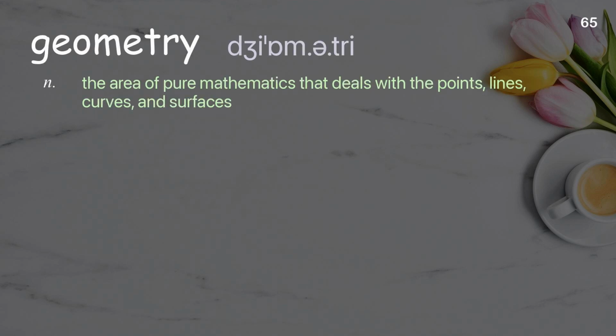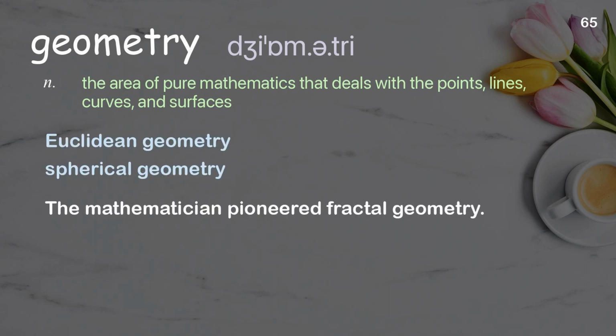Geometry: The area of pure mathematics that deals with the points, lines, curves, and surfaces. Examples: Euclidean geometry. Spherical geometry. The mathematician pioneered fractal geometry.